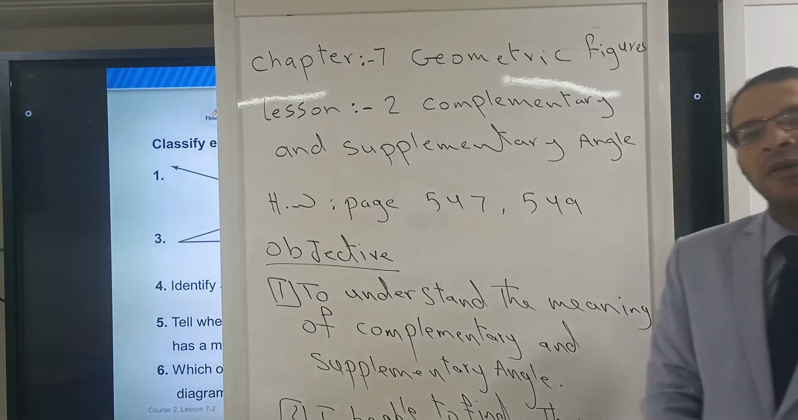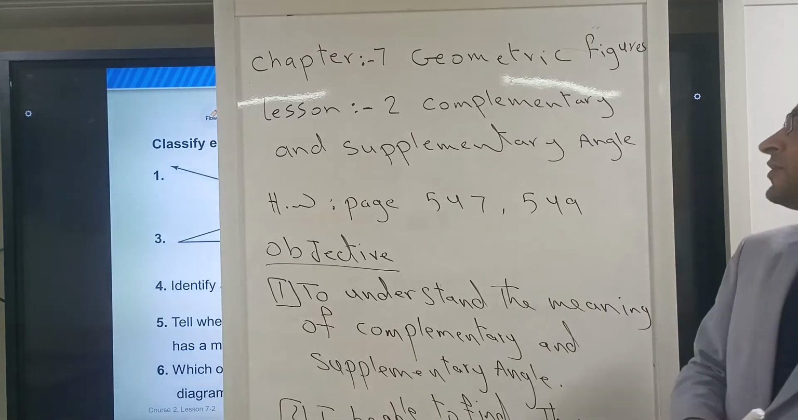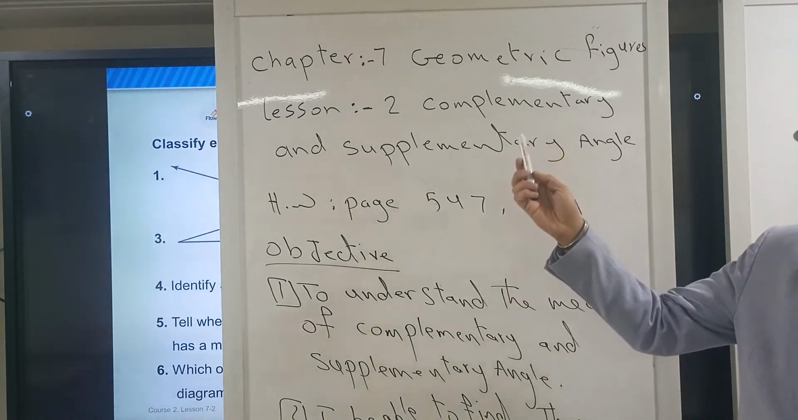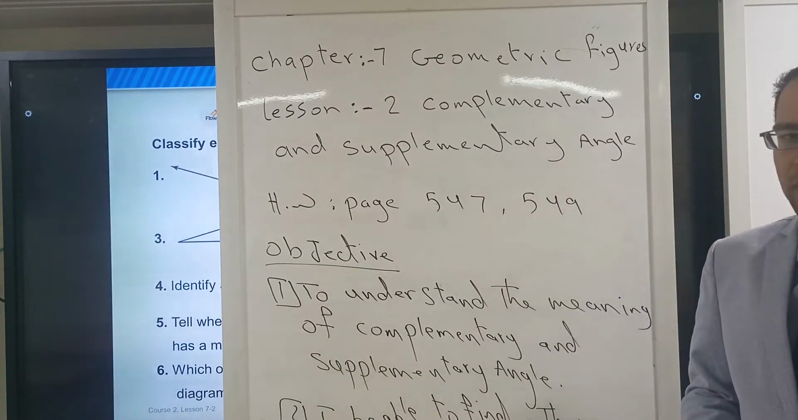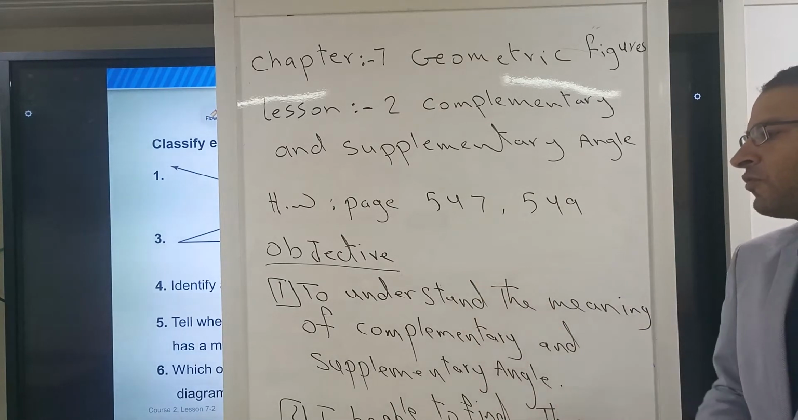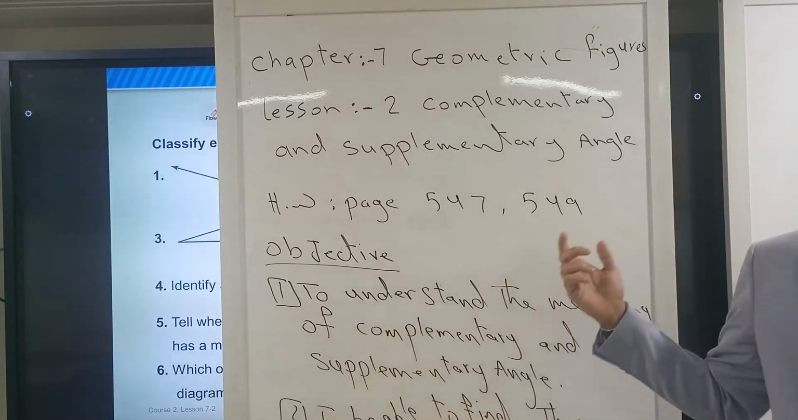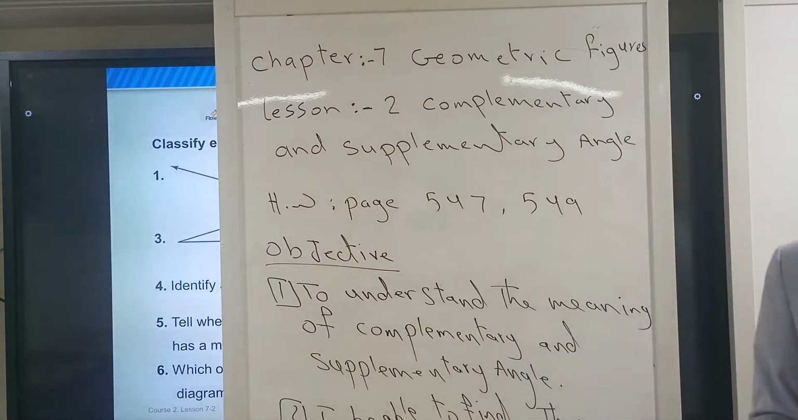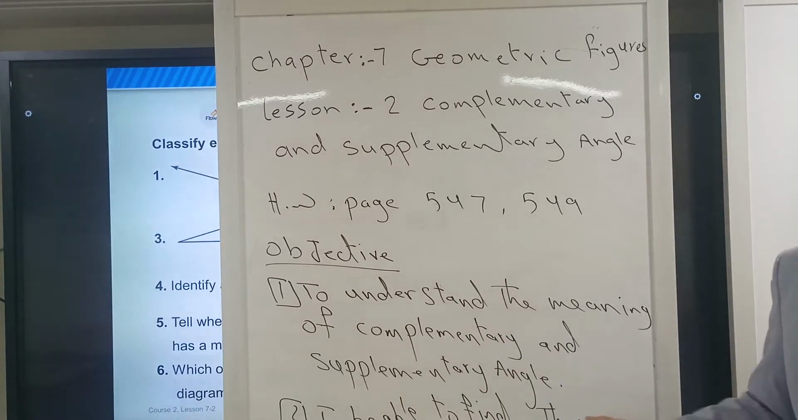Today we'll complete the geometry chapter 7, geometrical figures. We will talk today about two main points, the complementary angle and the supplementary angle, and we need to know the difference between them. Our homework today will be in Macmillan Math, page number 547 and 549. The objective of the lesson is to understand the difference between the complementary angle and the supplementary angle, and to find the measure of the complementary and the supplementary.